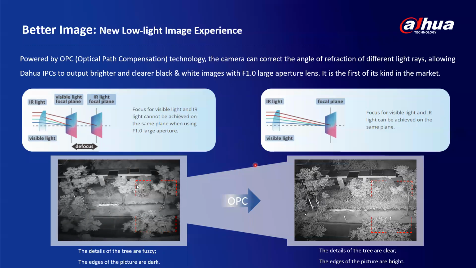In this case, you can take a look at the differences between these two images. This one does not have the optical path compensation, but this one has the optical path compensation enabled. You can see the trees are a bit fuzzy and the edges of the picture are a little bit darker. Take a look at this: the details of the tree are much clearer, and the edges of the picture are a bit brighter. So with this optical path compensation, that's another feature that basically makes the product's images better during the night, again during the day.